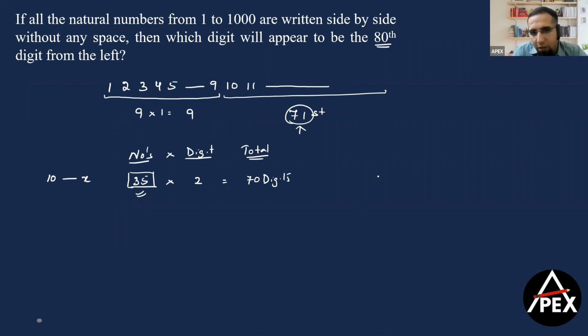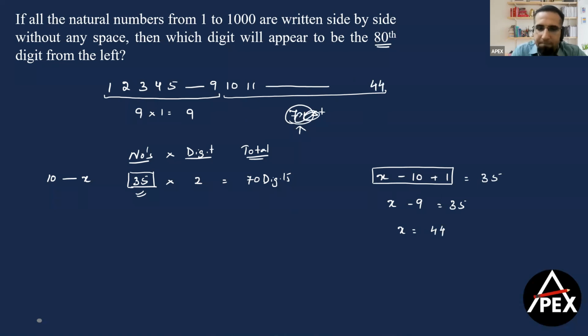So we can apply that logic. The final value minus initial value plus 1 is the total number of numbers I'm writing, and this should be equal to 35 such numbers. So this becomes x minus 9 is equal to 35, or the value of x is equal to 44. That means I'm writing from 10 till 44, clear?